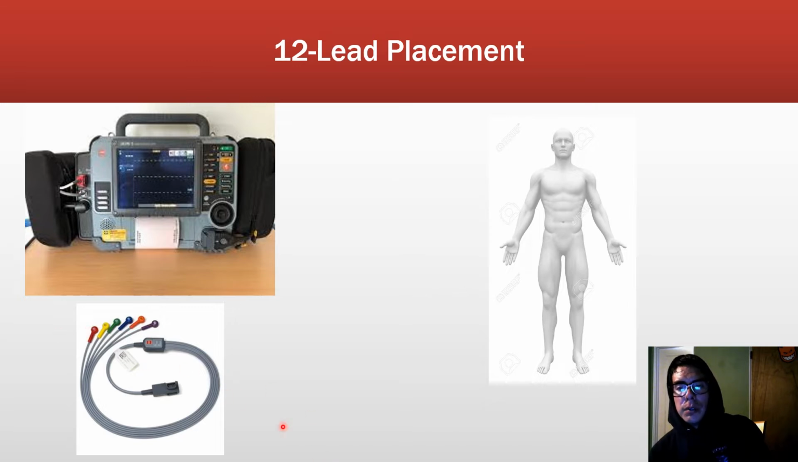The red one, which is right here, that's V1. So V1, you're going to feel the collarbone. You're going to feel kind of the sternum, which is the bone in the center of the chest. And you're going to feel just to the side of the sternum from the collarbone. You'll feel between the ribs. It's called an intercostal space.